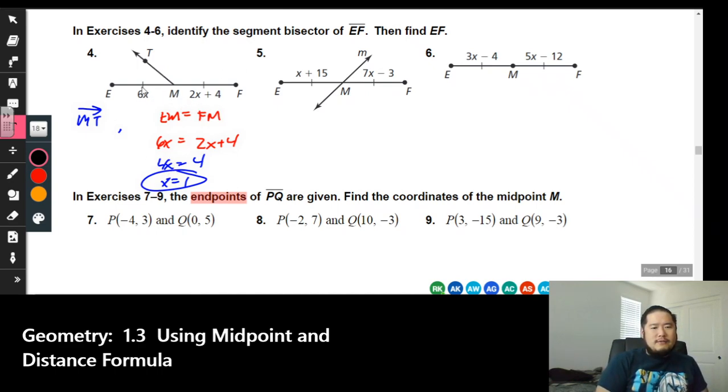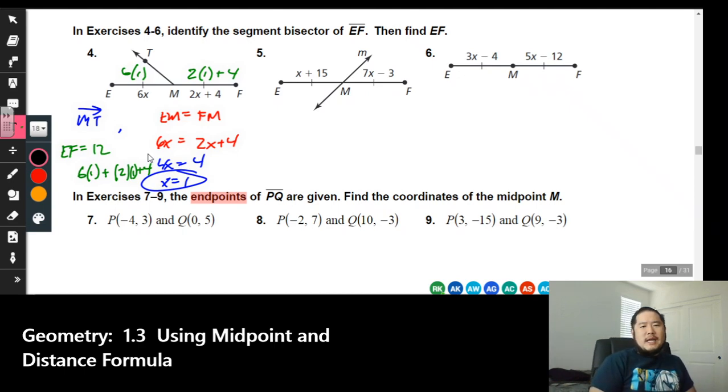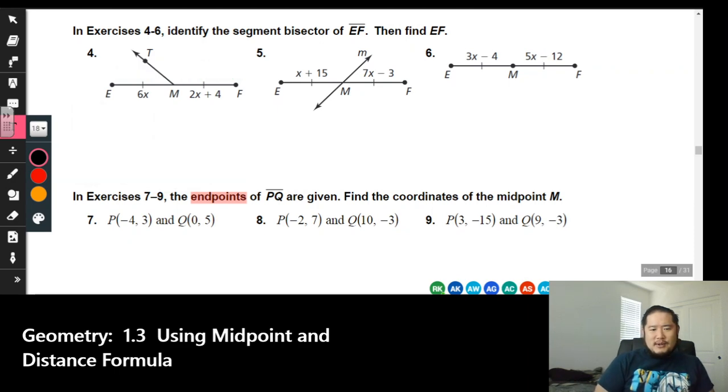In order to find E to F, we plug this in. We know that E to M, if I take 6 times 1, is 6. And then I can plug it in over here as well: 2 times 1 plus 4, and all together combined, that is going to get us 12. So E to F is equal to 12. You can show your work by plugging in, like 6 times 1 plus 2 times 1 plus 4. So when we have our segment bisectors, we can set the two congruent parts equal to each other. Easy as pie. Let's take a look at number 7.